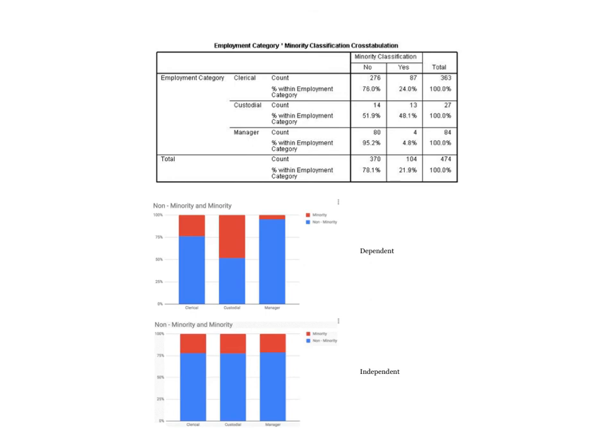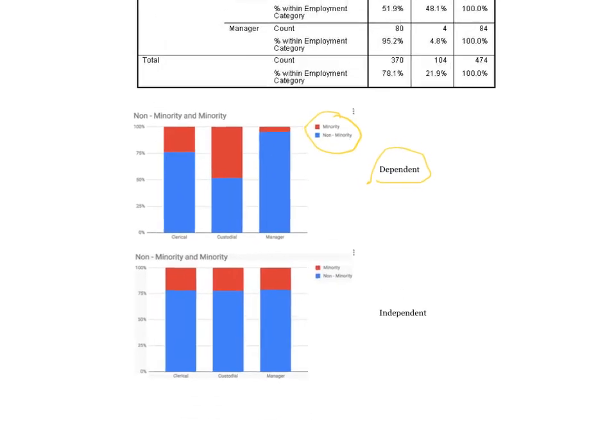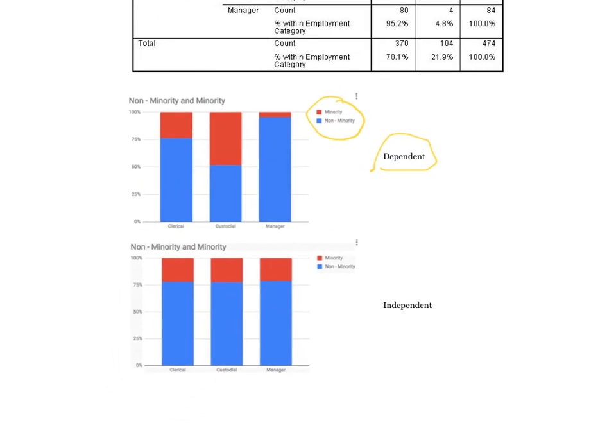So if you look at them, you'll see that using the key, in the management section, almost all of the managers are non-minority, okay? But if you look at the custodial and clerical, the minority group makes up a bigger chunk of those groups than it does in the management groups. So that shows us that these two variables are dependent, okay? You're much more likely to be a manager if you are not a minority, okay? The bottom graph shows an example of what this graph would have looked like if they were independent, okay?